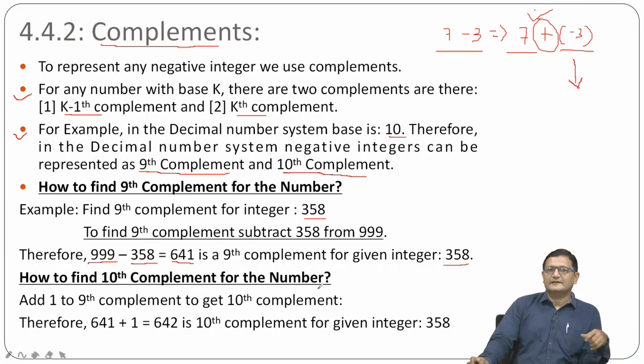How can we find a 10th complement? If you add 1 to the 9th complement, you will get the 10th complement, right. So, here for 358, the 9th complement is 641. If you add 1 to 641, you have 642, and 642 is called the 10th complement of the given integer 358, okay.